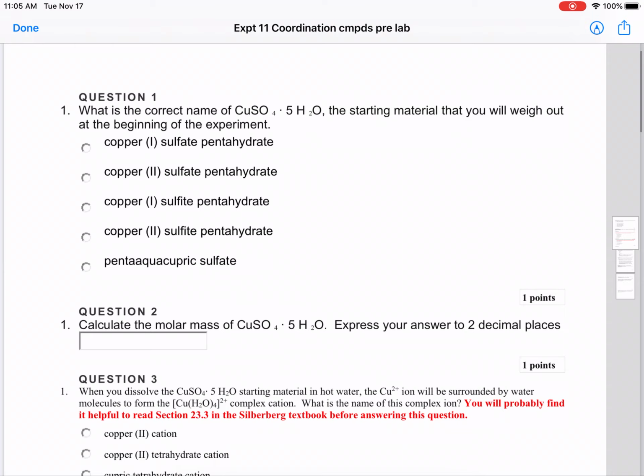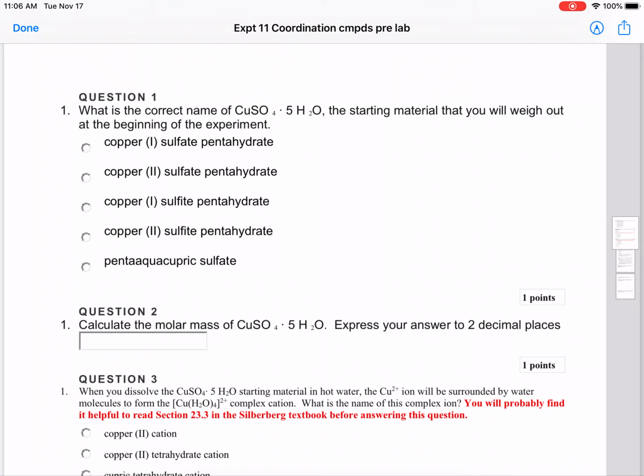Okay, question number 1. Question number 1 is basically asking you to name a coordination compound. What is this coordination compound? You have copper sulfate and 5 water molecules.